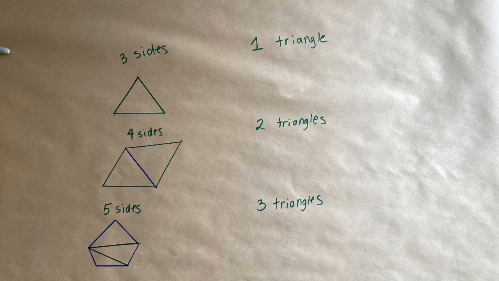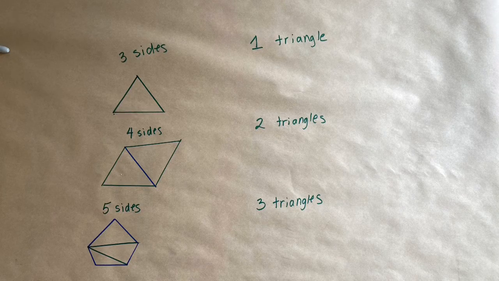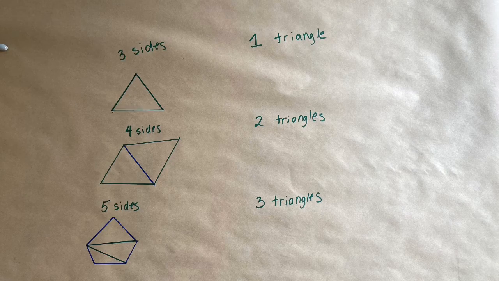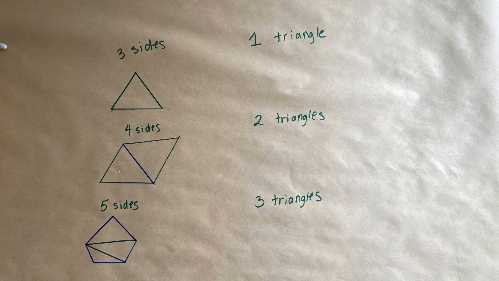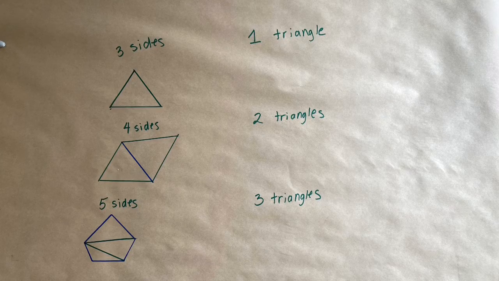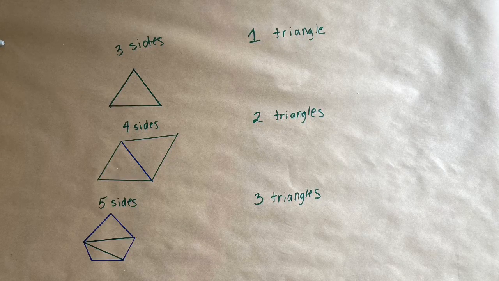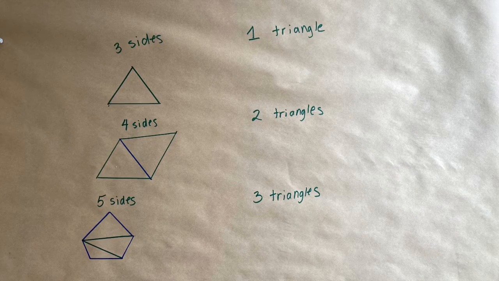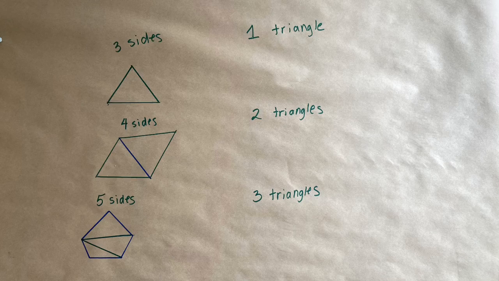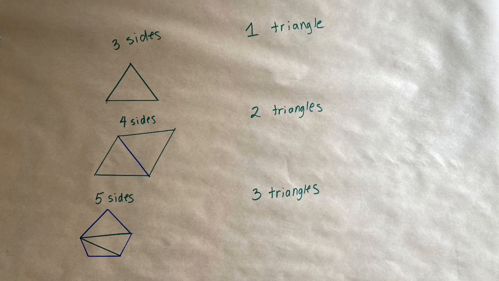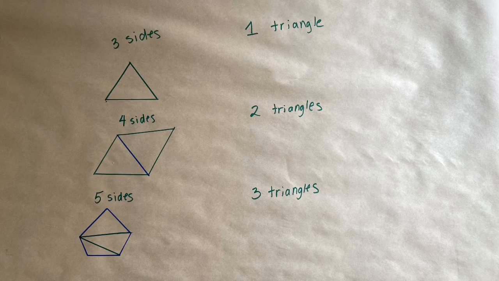I just want to show you that pattern again because I know for some of you it might still be a bit confusing. When I have 3 sides, there is 1 triangle. When I have 4 sides, there are 2 triangles. When I have 5 sides, there are 3 triangles. So if you know how many triangles you have, all you need to do is add 2 to find the sides. 1 plus 2 is 3, 2 plus 2 is 4, 3 plus 2 is 5.